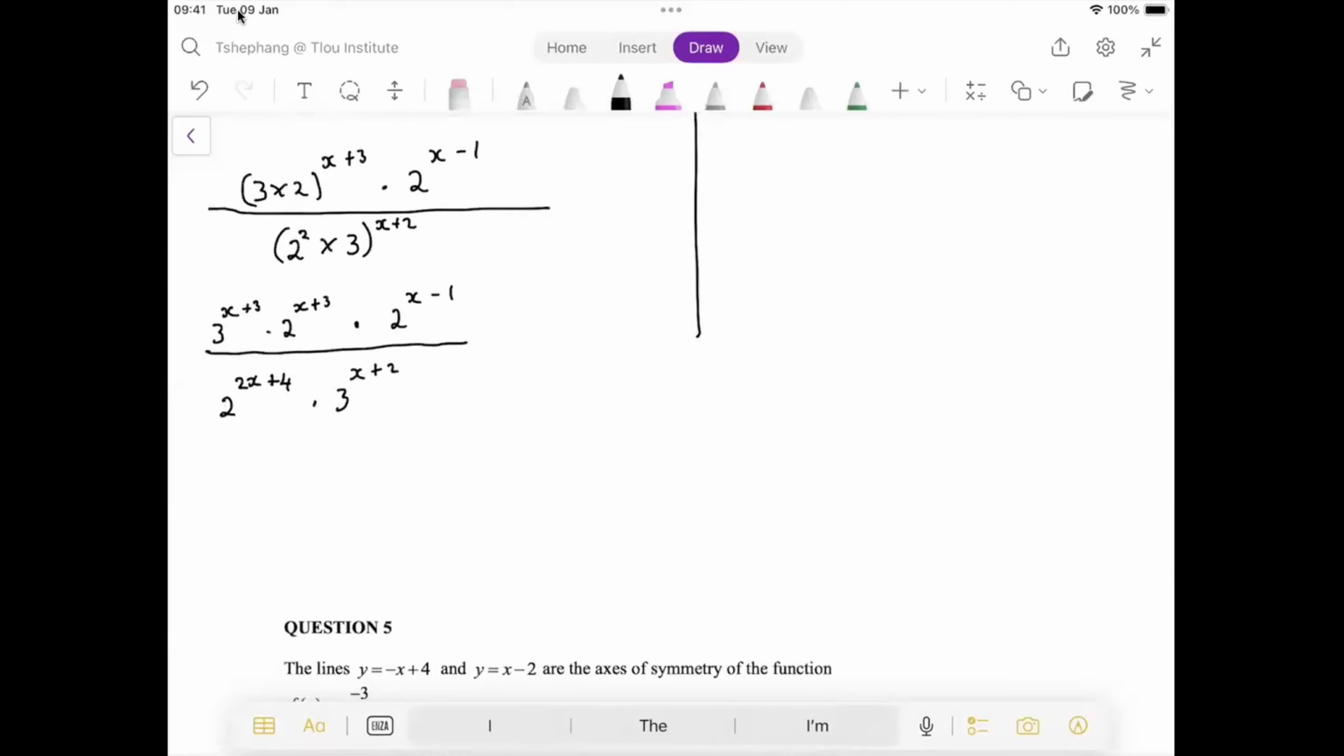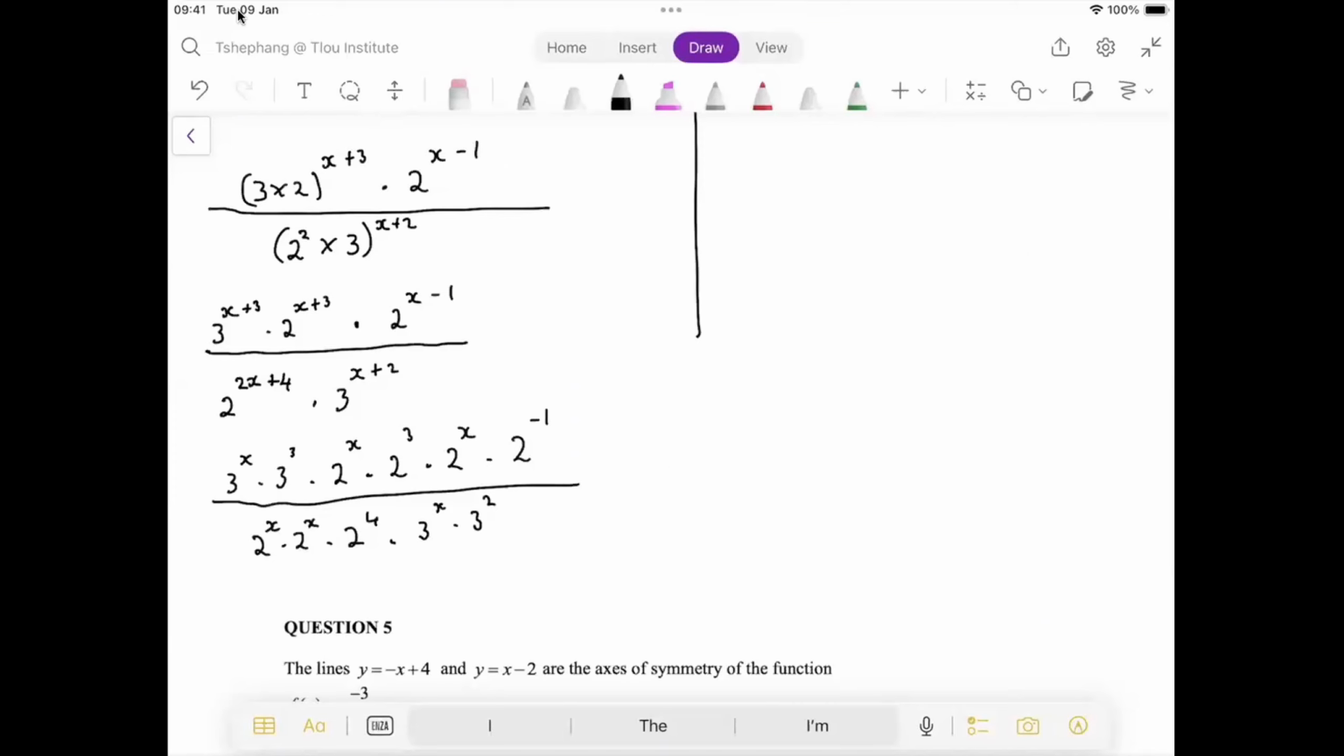Then let's try to clean it up. We're going to have 3 to the power of x multiplied by 3 to the power of 3 multiplied by 2 to the x multiplied by 2 to the 3 multiplied by 2 to the x multiplied by 2 to the negative 1. The reason I write that is so that I can see exactly what cancels. All over 2 to the x multiplied by 2 to the x multiplied by 2 to the 4. It's 2x, remember. That's why I'm separating it to be 2 to the x multiplied by 2 to the x, multiplied by 3 to the x multiplied by 3 to the 2. Now let's cancel what cancels.